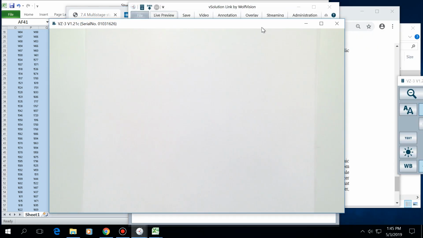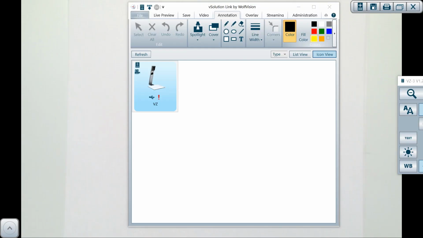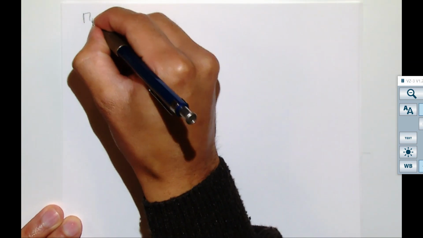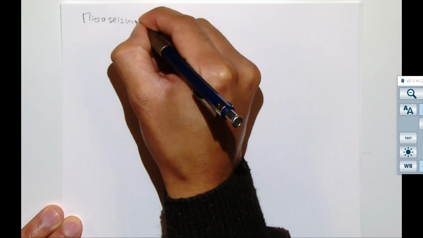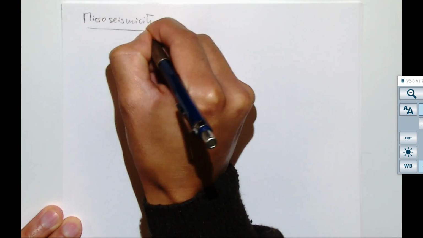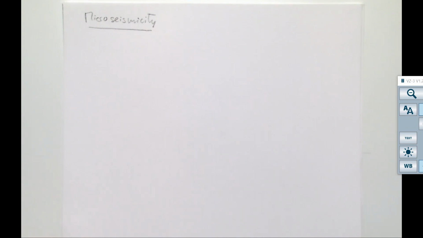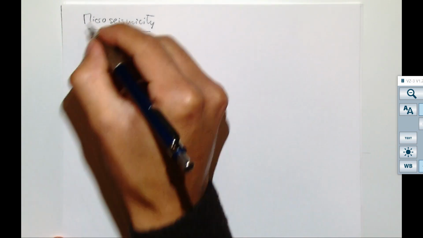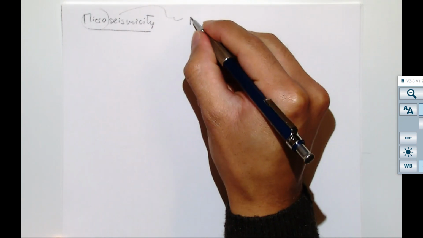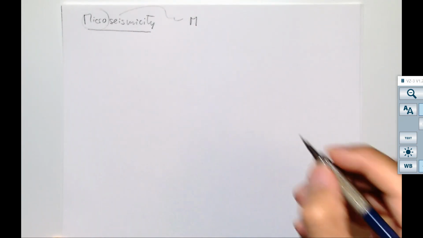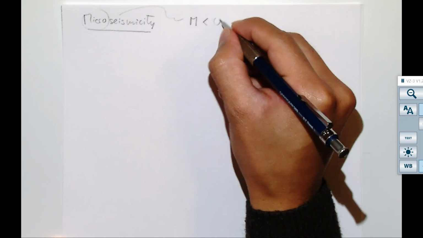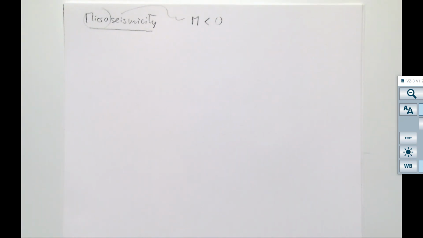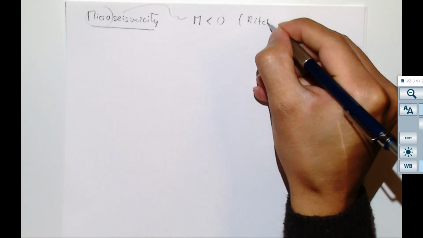Are you guys familiar with microseismicity? What is microseismicity? Earthquake triggers. Probably, yeah, you can call it like that. And to be precise, what is the magnitude? Why is it called micro? Less than 1 on the Richter scale. Less than 1? I have less than 0 in my notes, so we'll stick to that. And in which scale? This will be in the Richter scale.